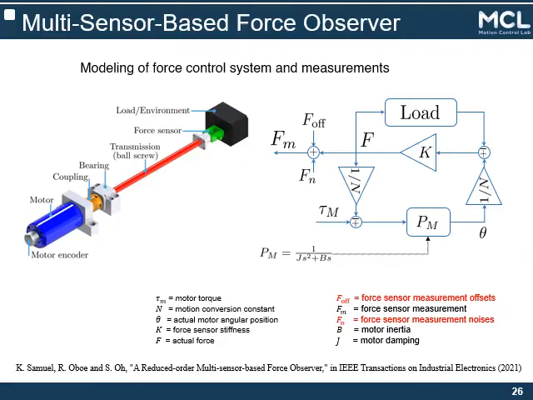This is the structure of a general force control system with a force sensor, which can be modeled as this diagram, which is very similar to the structure of SEA. This is the transmission force to be measured by the force sensor, which affects the motor side and the load side at the same time. The force measurement, however, is affected by the offset and the noise, in addition to the actual force to be measured.